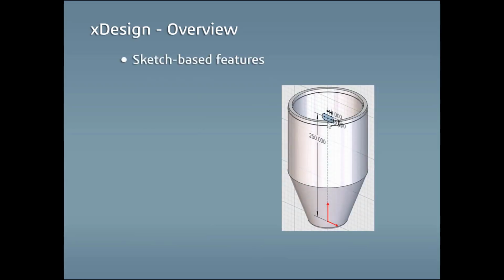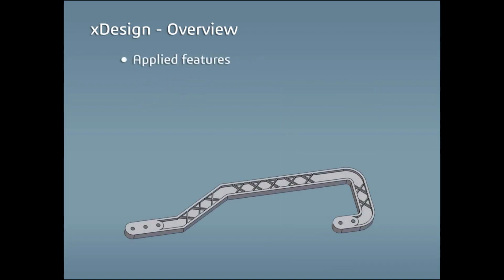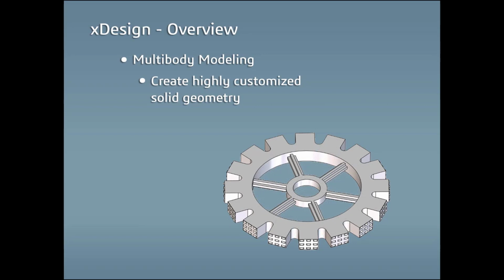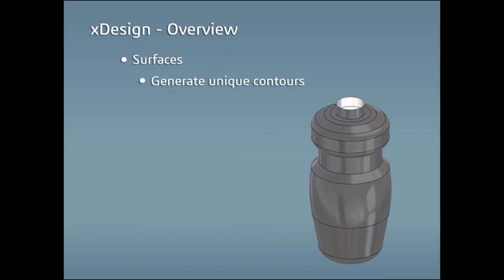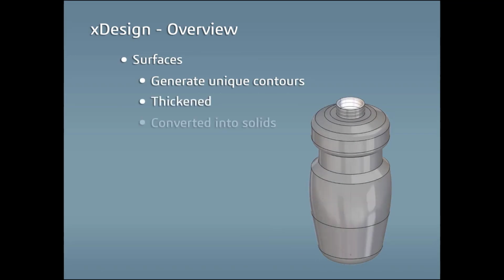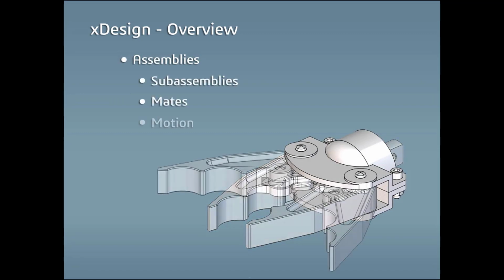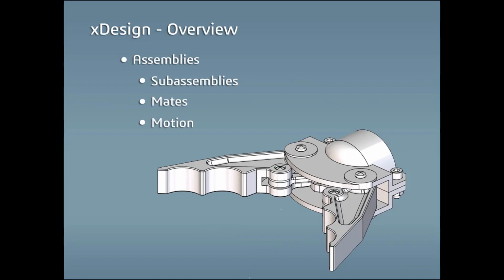You can create sketch-based features like extrudes and revolves, applied features such as shells, drafts, and fillets and chamfers, utilize multi-body modeling to create highly customized solid geometry, create surfaces to generate unique contours that can be thickened or converted into solids, and you can combine components into assemblies and subassemblies that can be mated and given motion by specifying degrees of freedom.